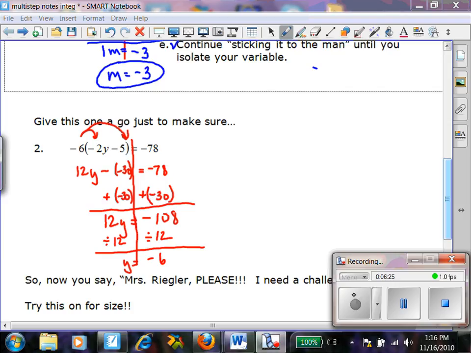All right, so let's see how you did. Hopefully you distributed the negative 6 and got 12y minus a negative 30, and then is equal to negative 78. And then since they are subtracting negative 30, you should add negative 30 to both sides. So that gives you 12y is the only thing left. And then negative 78 plus negative 30 is negative 108. Divide both sides by 12, and we get y is equal to negative 6.